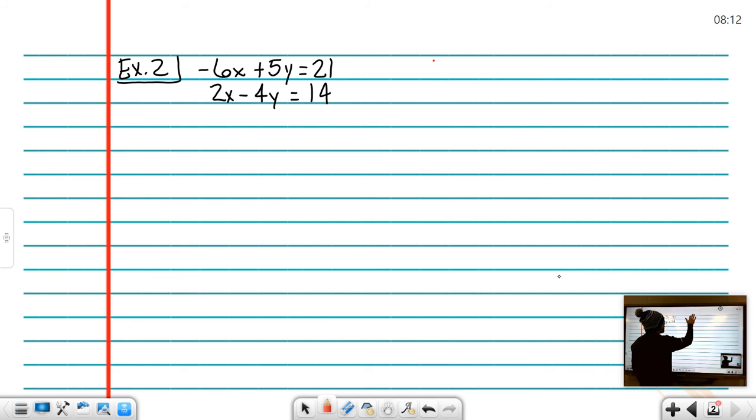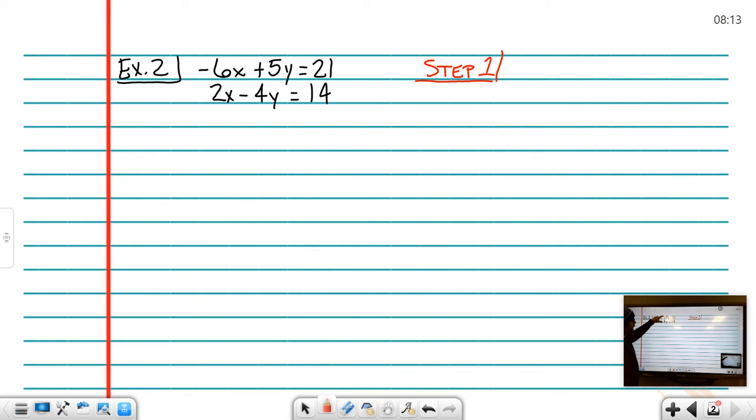So our first step here, and I'll write exactly what we're going to do, okay? My first step is I'm going to determine whether or not I want to make x opposites or y. I can do either or, all right? But what we need to determine is what's going to be the easiest way to do this. Now, 2 can be multiplied by 3 to make 6, which means if I multiply this bottom equation by 3, I don't have to do anything to the top, all right?